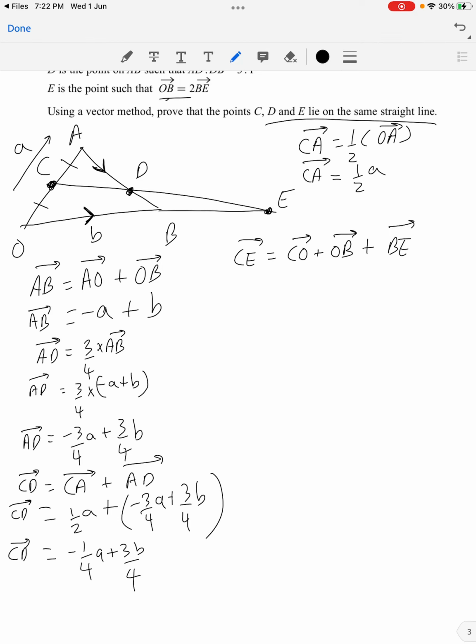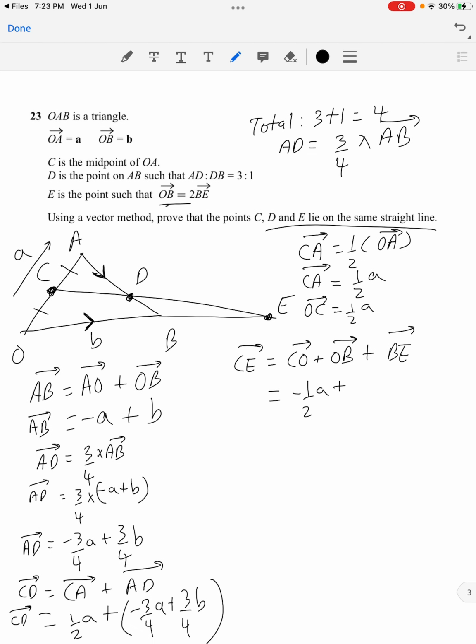Alright, so CO, remember, like I said, OC must definitely be half of OA, the same as CA. It's because C is a midpoint, so OC is equivalent to CA. And CO is just the opposite of that, minus half A, since it goes in the reverse direction. Now we know what OB is. OB is B. It's given in the question that OB is equal to B. So you're just going to add B.